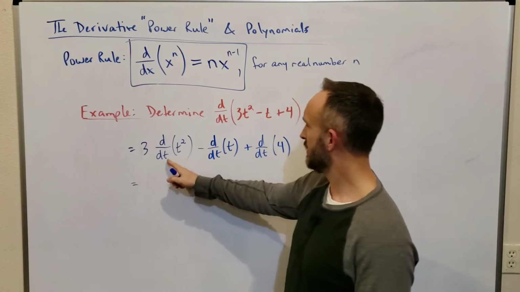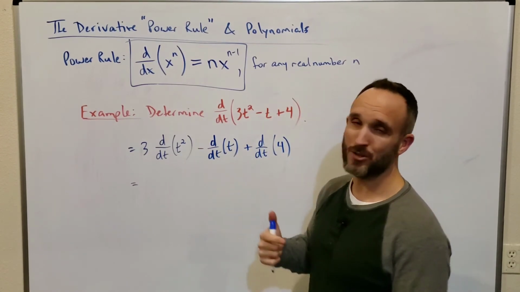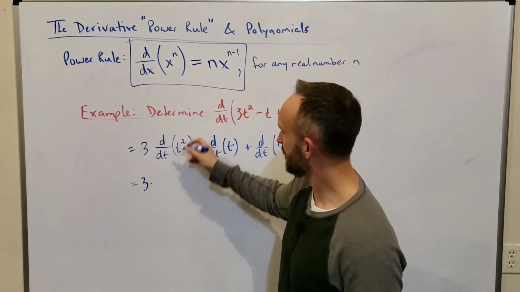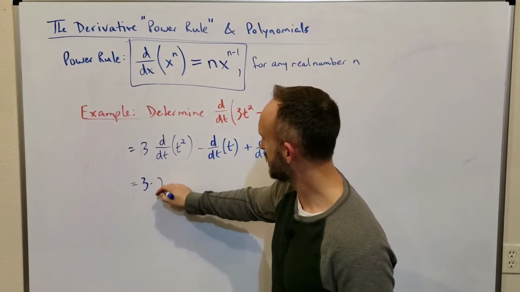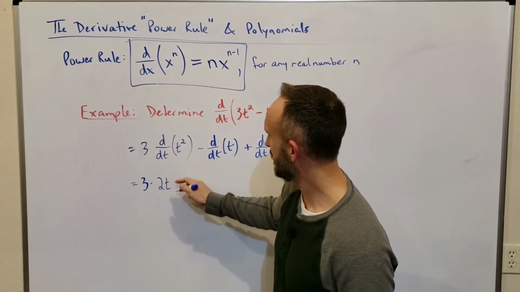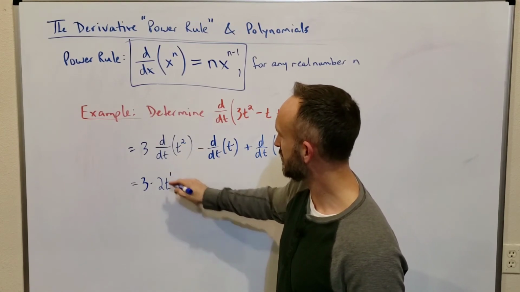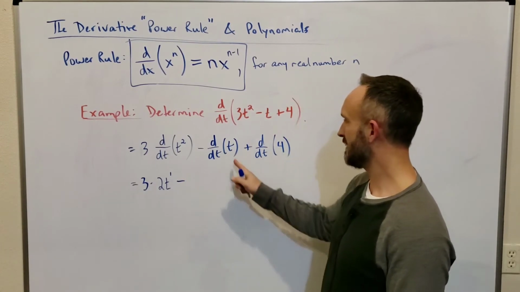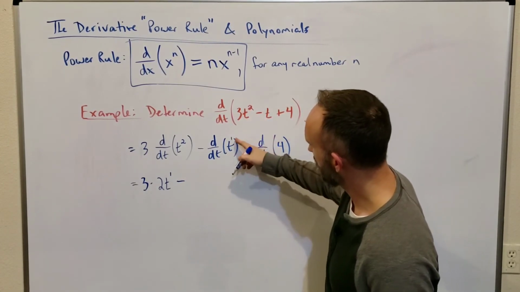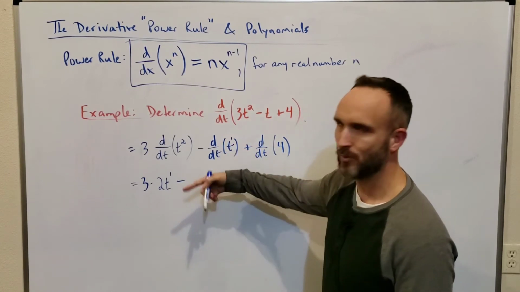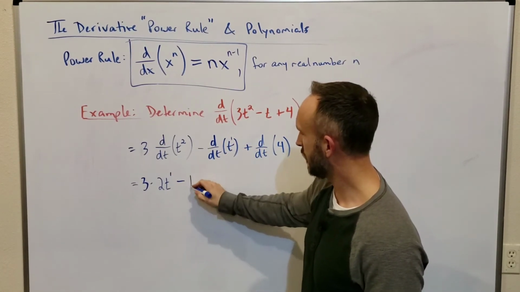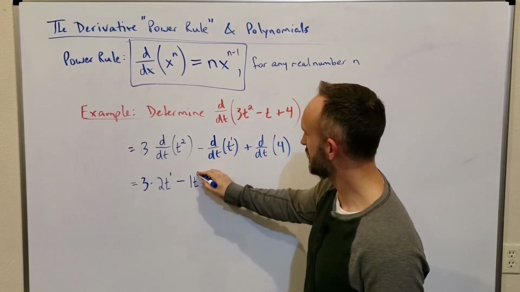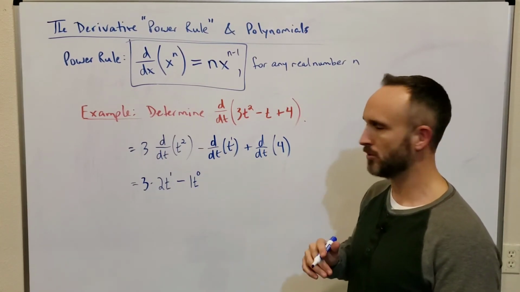But now all we have to do, because we've got derivatives of powers of t, is use the power rule. So here I'm going to take 3 multiplied by, we'll take the exponent, move it down to the front. So I've got 2 times t, and then lower the exponent by 1, so it's t to the first. So I've got 3 times 2t to the first. Minus, same thing here, the exponent's 1. So move the exponent down to the front, so that's 1. We don't have to write that, but I'll write it out this time. 1 times t, and then I lower the exponent by 1, so it turns into t to the 0. Okay, so we'll simplify this shortly.